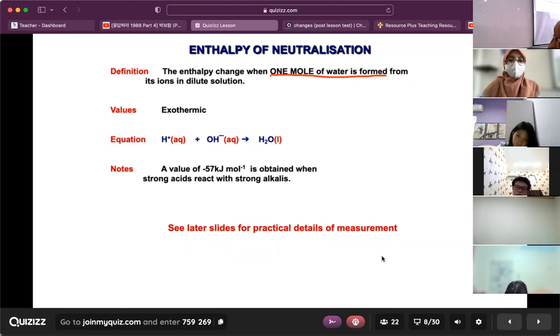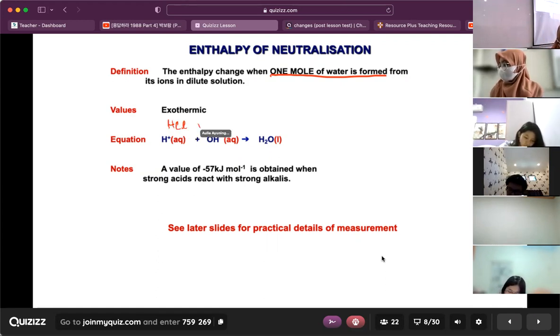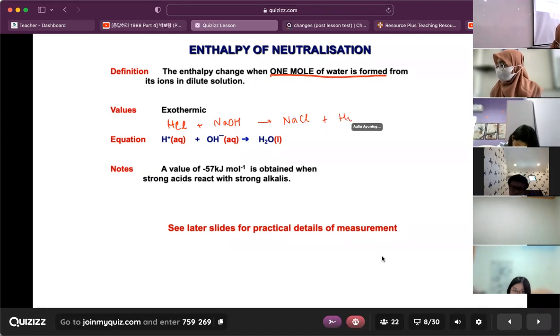And 1 mole. Go back to the definition: 1 mole of water is formed from its ions in dilute solution. So it depends on the reaction. If your reaction produces only 1 mole of water, then that must be enthalpy change of neutralization. Let's take an example. Say you have HCl plus NaOH. The products must be NaCl plus H2O, right? So this one is enthalpy change of neutralization.